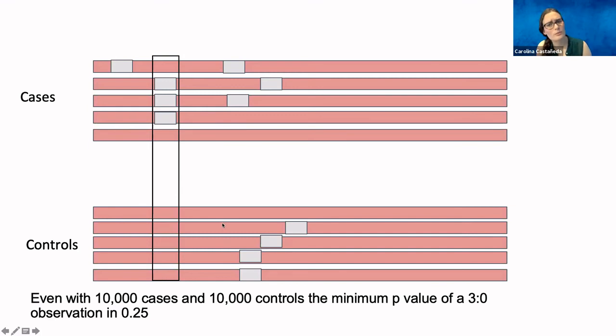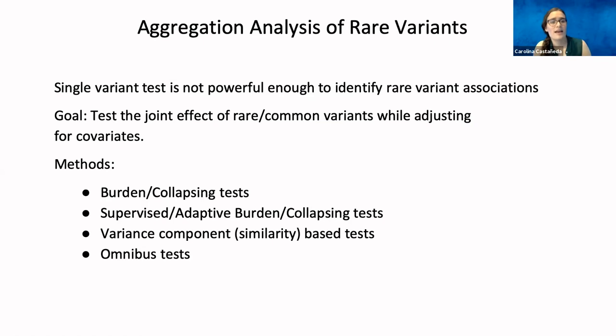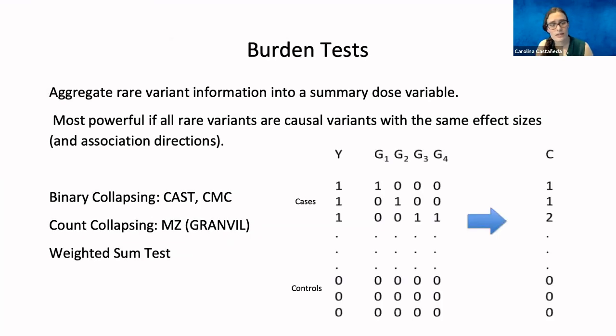So in order to overcome this, scientists have come up with aggregation analysis of rare variants. And these aggregation analyses are used because a single variant test is not powerful enough to identify these rare variant associations. So what we do when we do an aggregation analysis is try to test the joint effect of rare variants, or rare and common variants, while adjusting for some other covariates. There are different methods to do this: the burden or collapsing test, the supervised adaptive burden or adaptive collapsing test, variance component tests that are also called similarity tests, and omnibus tests. The burden tests work by aggregating rare variant information into a summary dose variable. These types of tests are more powerful if all rare variants are causal variants with the same effect sizes and association directions. And there are different algorithms like binary collapsing, count collapsing, and weighted sum tests, but they all work in this manner. Let me explain.